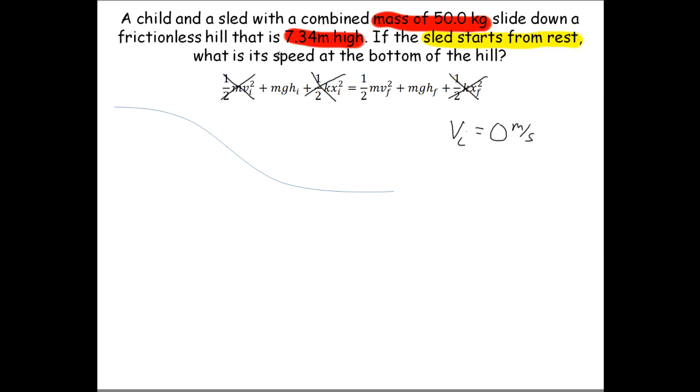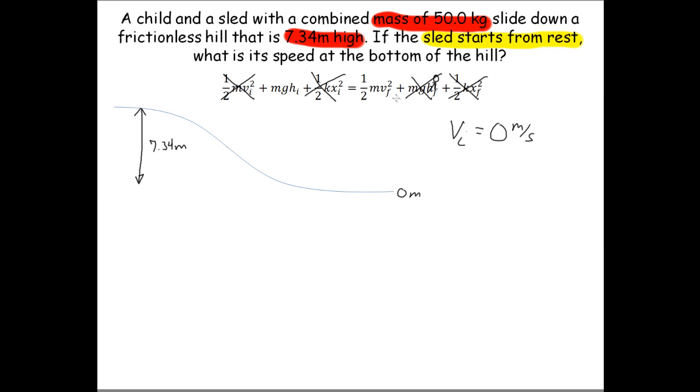I also want to note that I want to find out the speed at the bottom of the hill. So I'm choosing to look at the speed of the sled at the bottom of the hill. The bottom of the hill we're going to label as 0 meters, and the hill itself, from top to bottom, is 7.34 meters high. So its final height, or the final height of my sled, is actually going to be 0, and so the whole term goes away.